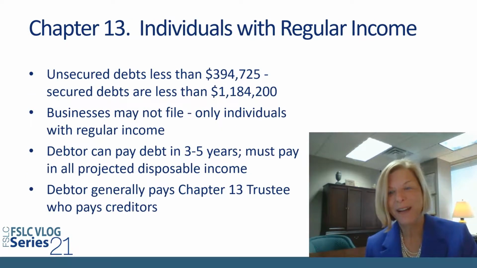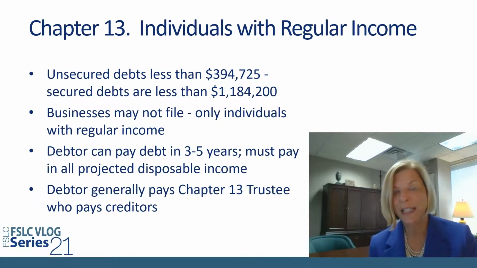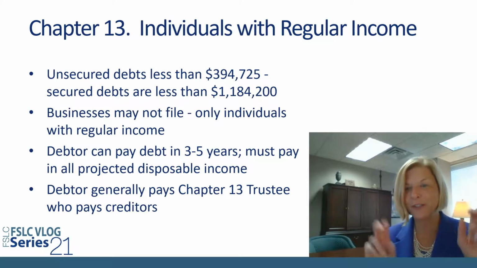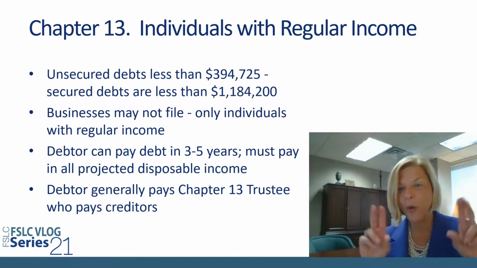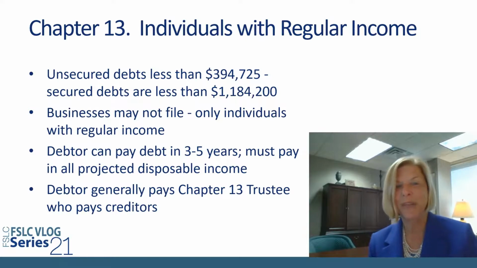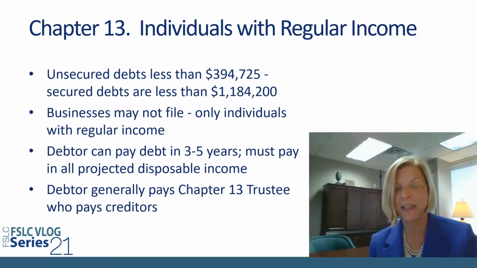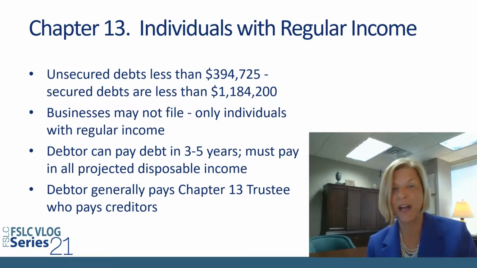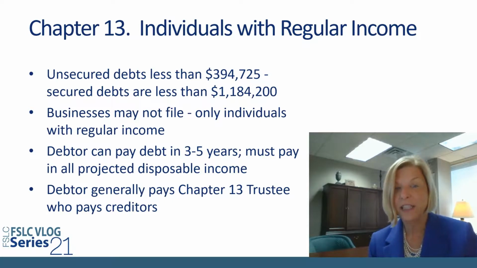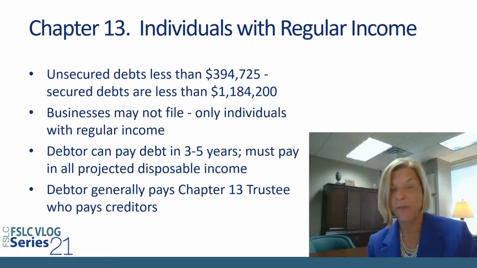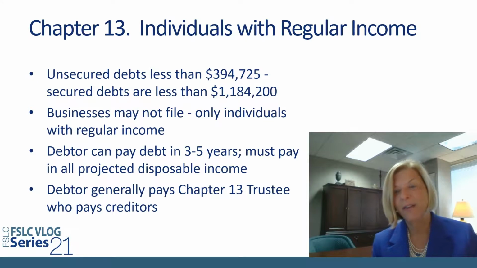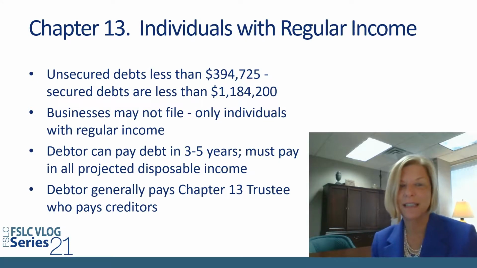The next chapter that I mentioned is a Chapter 13. A Chapter 13 bankruptcy is for individuals with regular income, or we call them under the bankruptcy code wage earners, and they propose a wage earner plan. In order to file a Chapter 13, an individual has to have unsecured debts less than $394,725. They have to have secured debt less than $1,184,200. And businesses can't file Chapter 13s. Only individuals can file Chapter 13s.